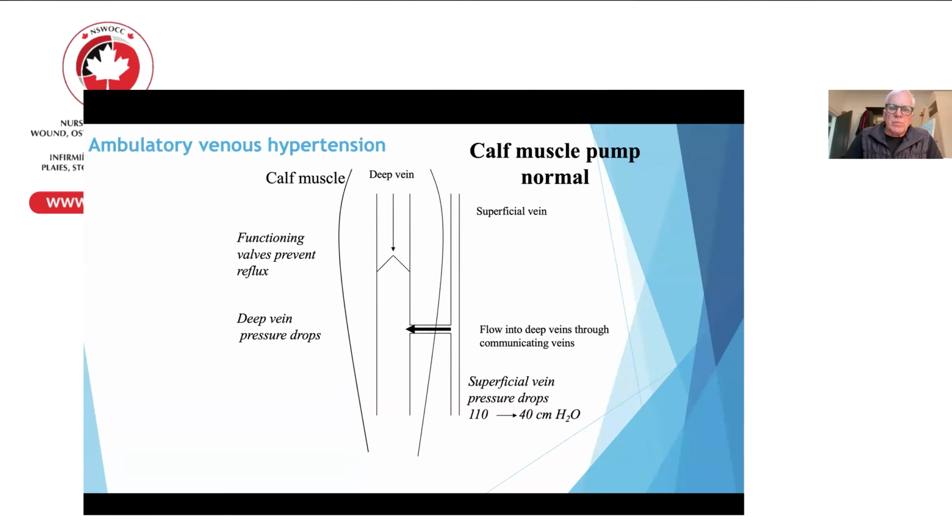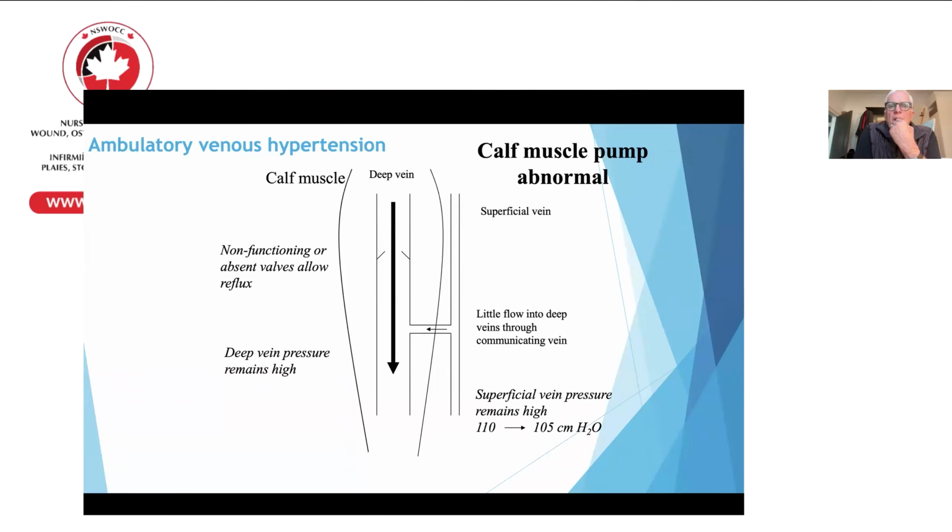So the pressure goes from about 110 centimeters of water down to about 40 centimeters of water. And that then enables the higher pressure in the superficial veins to drain into the deeper veins, causing that superficial venous pressure to drop. So that's really the way in which the blood is returned out of the leg, and it's that lower pressure that enables that to happen.